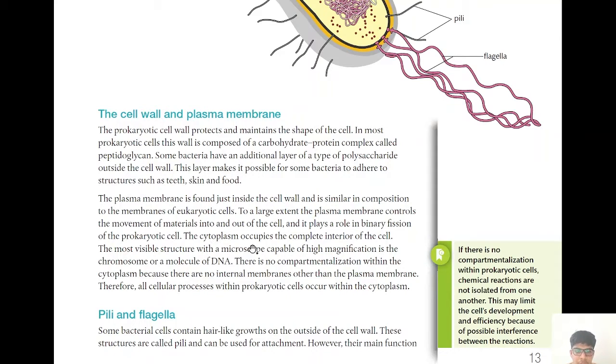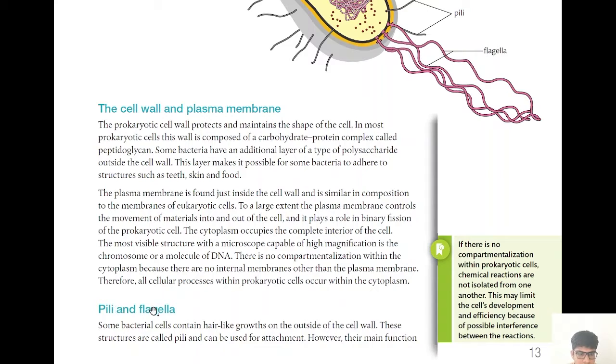The cytoplasm occupies the complete interior of the cell. The most visible structure with a microscope capable of high magnification is the chromosome, the molecule of DNA. There is no compartmentalization within the cytoplasm because there are no internal membranes other than the plasma membrane. Therefore, all cellular processes within a prokaryotic cell occur within the cytoplasm.